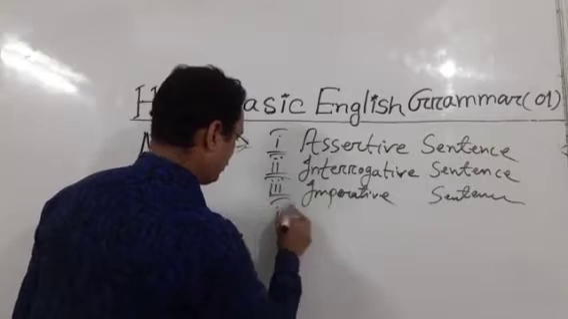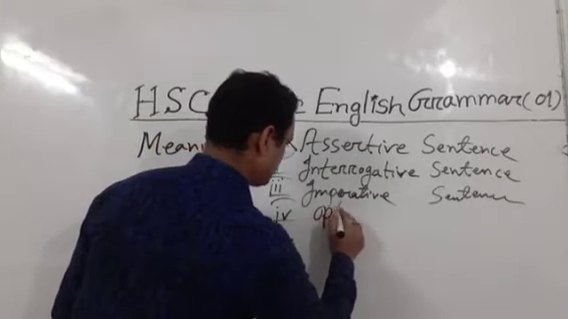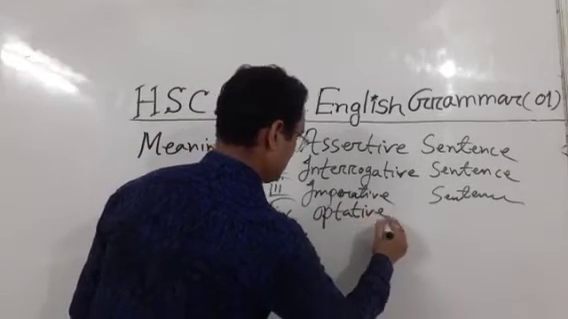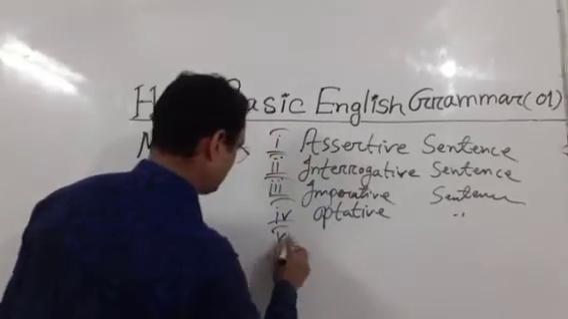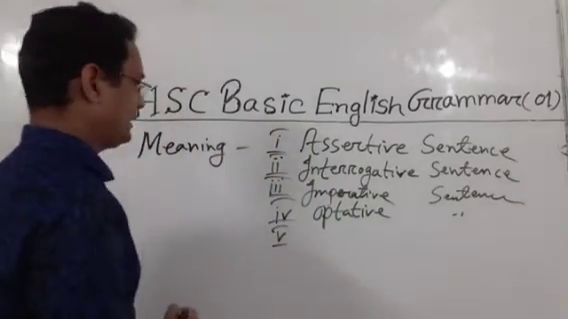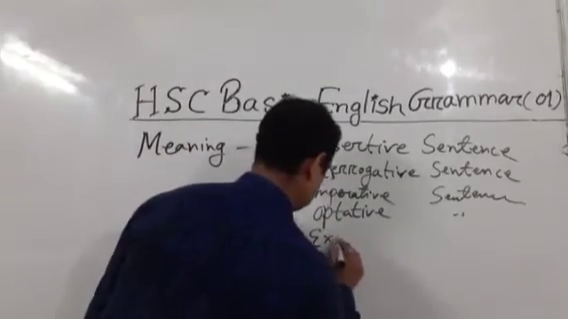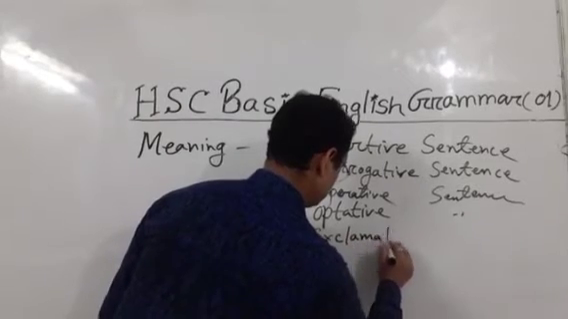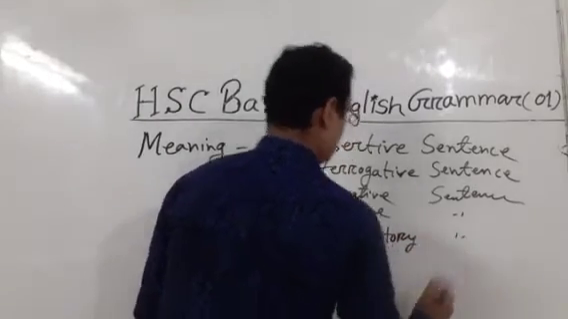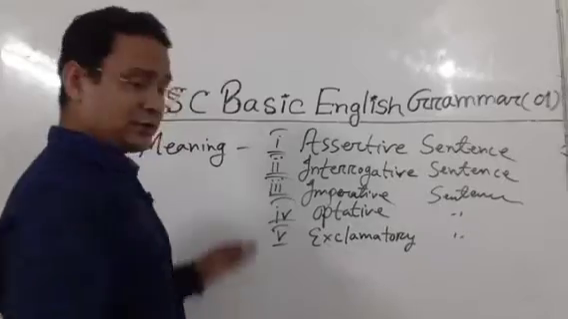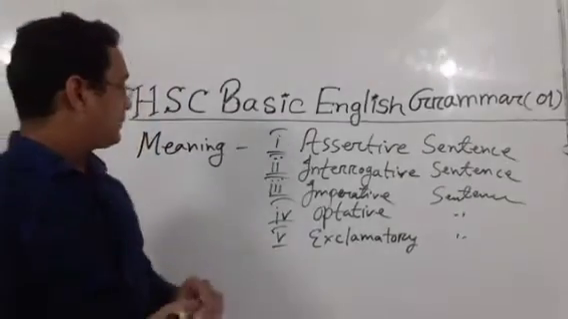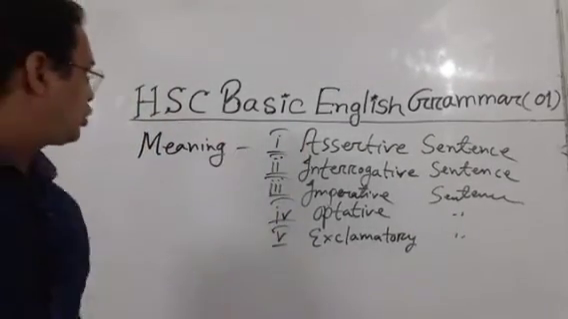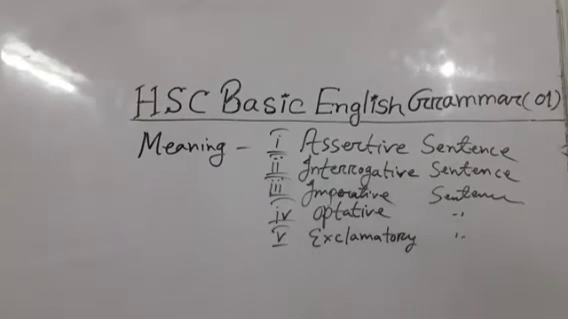And number 4, optative sentence. And number 5, last of all, according to meaning, exclamatory. These are the 5 kinds of sentence according to meaning. So I will again show according to structure the 3 kinds of sentence here.